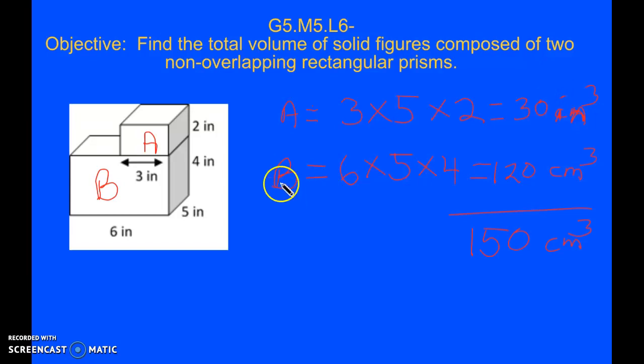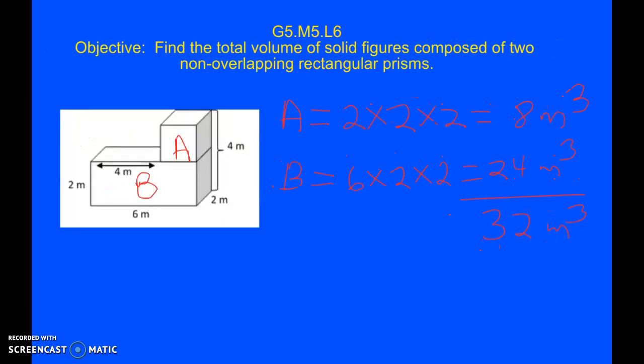So now let's go ahead and look at figure B. Here we see that we have a length of 6 inches. Again, the same width of 5 inches. And now we're told we have a height of 4 inches. So following again our formula, 6, our length, times our width, 5, times our height, 4, equals 120, again, inches cubed, for a total of 150 inches cubed.